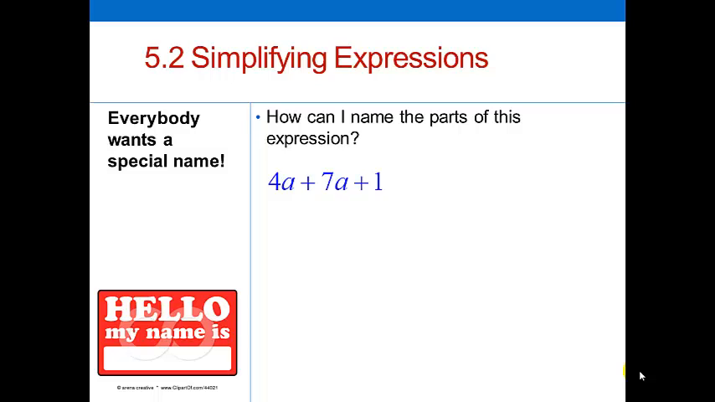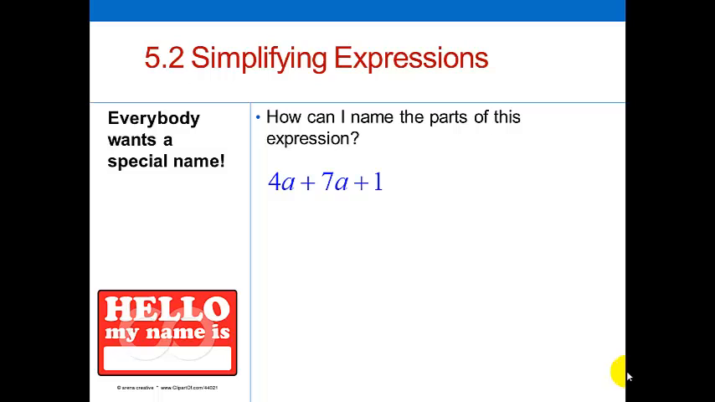Okay, so in 5.1, we talked about writing expressions, taking real world problems and putting mathematical symbols to them. And today we're going to talk about how we can simplify those. And just like the word simplify means to make it simpler.